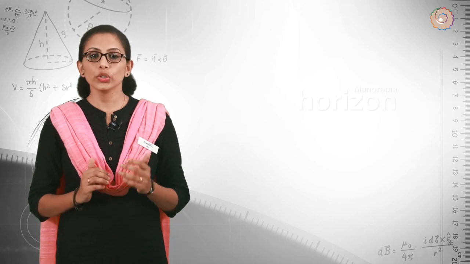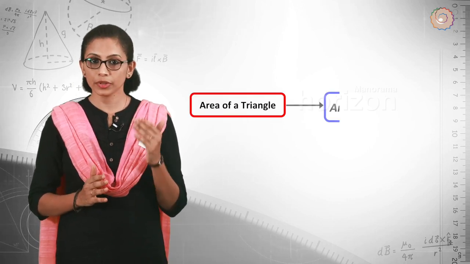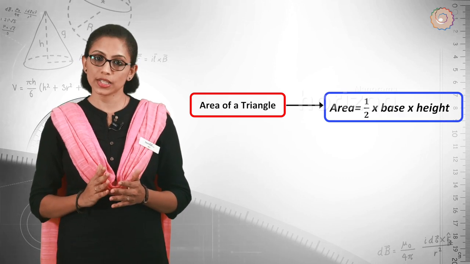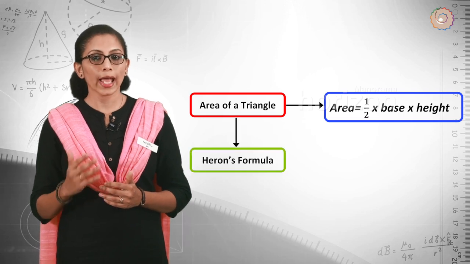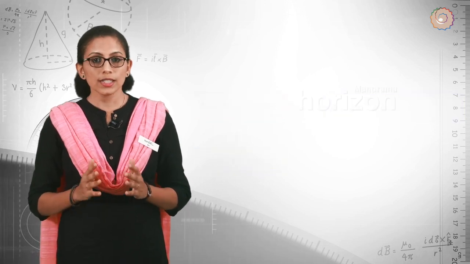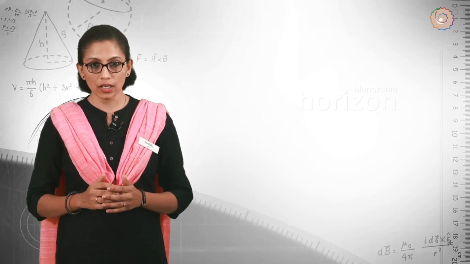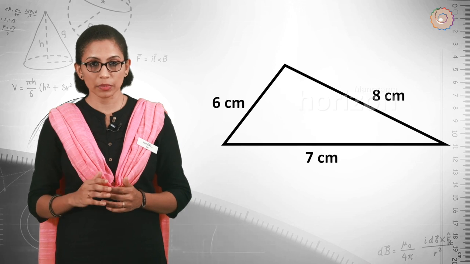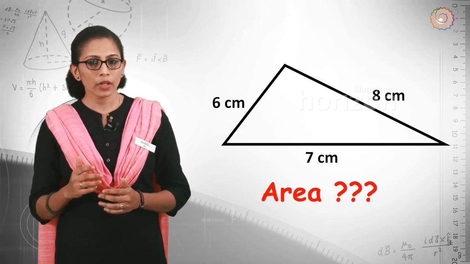In most cases, you calculate the area of a triangle by taking half the base times the height. Here, we are going to discuss a method to find the area of a triangle using Heron's formula. Suppose we know the lengths of the sides of a scalene triangle are 6 cm, 7 cm and 8 cm and not the height. Can you still find its area?